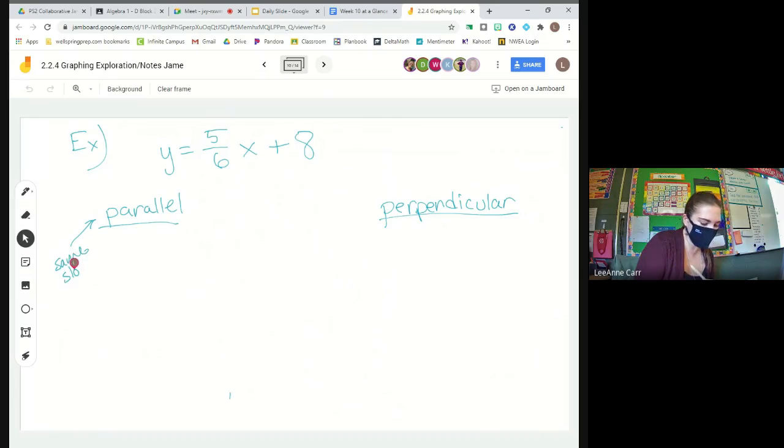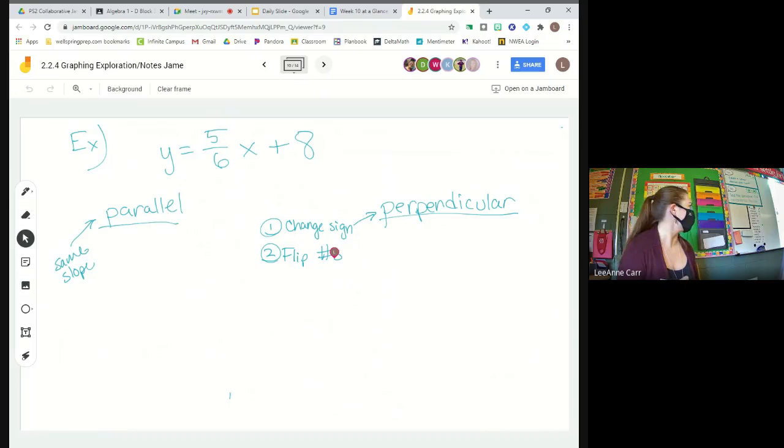If you're writing this at home, this is not on your notes. This is an additional example. So you can just write it on a blank space on your notes or wherever. I think maybe the back is blank. I'm not 100% sure. And then perpendicular, we just went over that. There were 2 steps. The first thing was to change the sign. The second step was to flip the numbers. Again, we really only care about the slopes. The y-intercept does not matter at all.